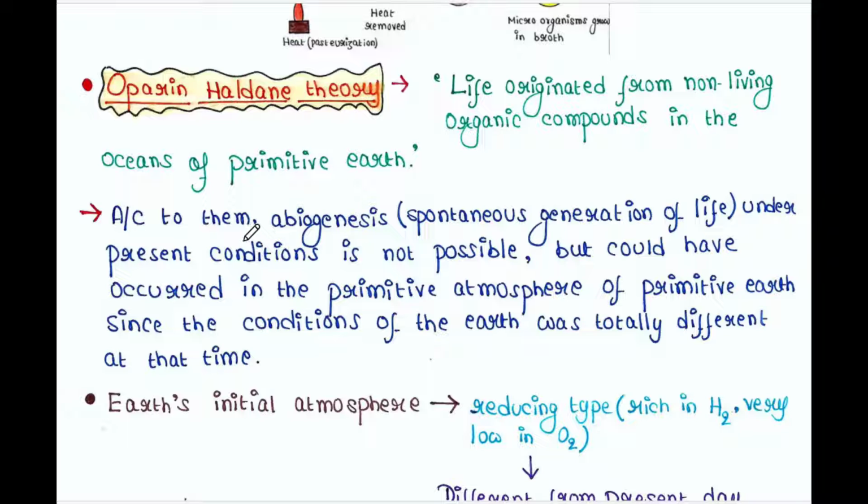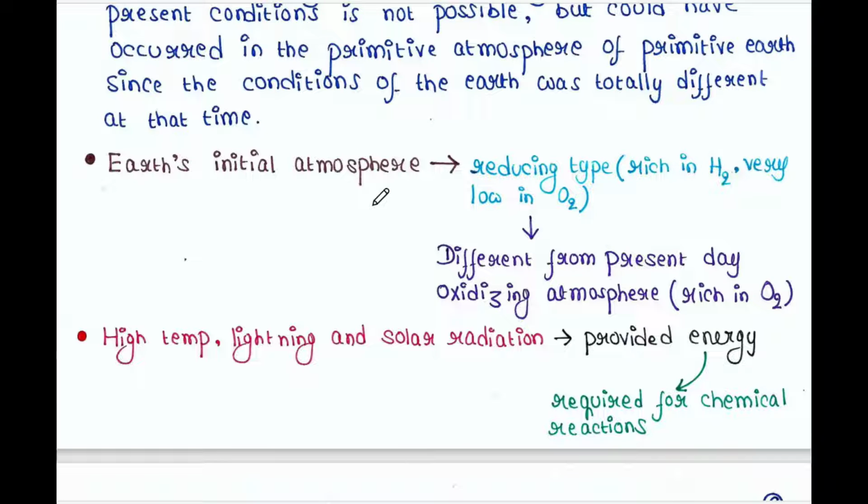So according to them, abiogenesis, that is spontaneous generation of life under present conditions, is not possible, but could have occurred in the primitive atmosphere of primitive earth, since the conditions of the earth were totally different at that time. Earth's initial atmosphere was of reducing type, that is rich in hydrogen and very low in oxygen. That was much different from present day oxidizing atmosphere that is rich in oxygen. High temperature, lightning and solar radiation provided energy required for chemical reactions.